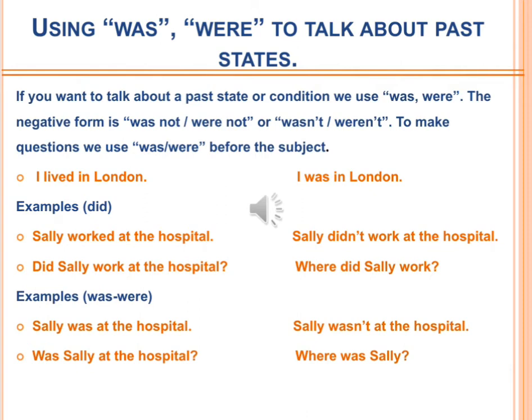Sally didn't work at the hospital. Did Sally work at the hospital? Where did Sally work? Examples using was or were: Sally was at the hospital. Sally wasn't at the hospital. Was Sally at the hospital? Where was Sally?